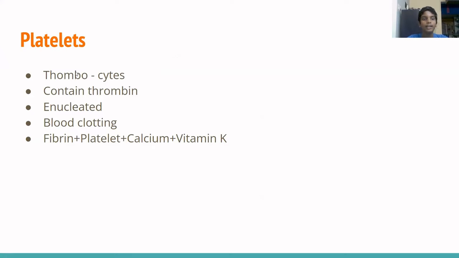Platelets are the third kind of cells. They are also known as thrombocytes, as they contain thrombin. They are enucleated, which means they do not have a nucleus. They help in blood clotting. Let's see how that happens. The fibrin forms a mesh-like substance over the wound. The platelet, calcium, and vitamin K come together and help the fibrin to make an even stronger and thicker mesh to stop the blood from flowing out.